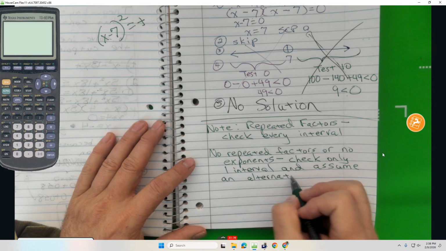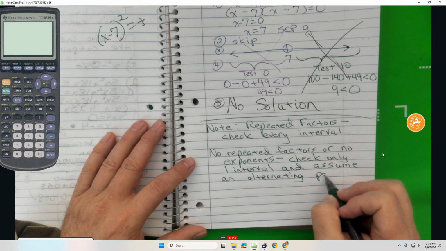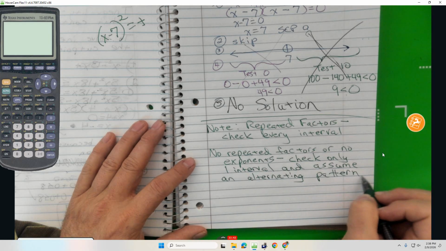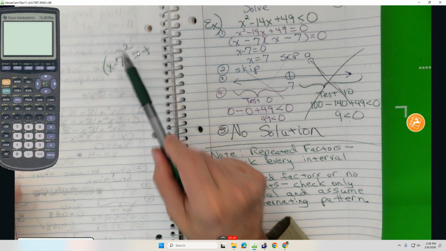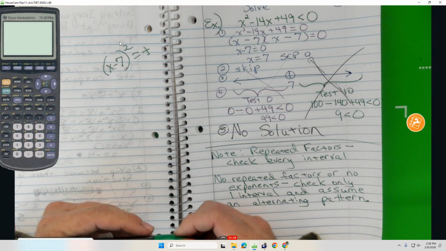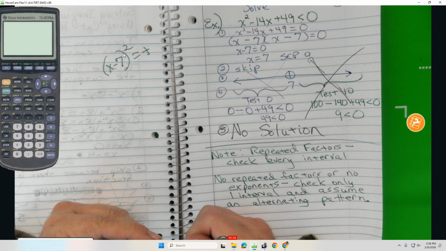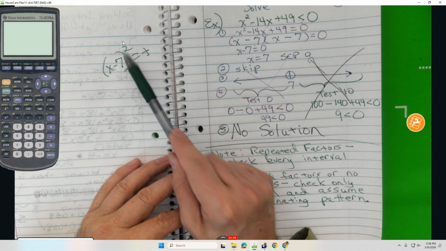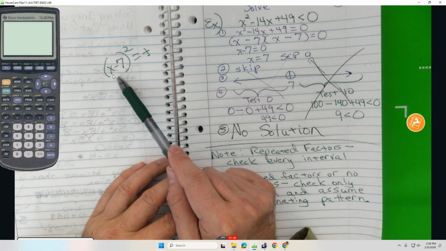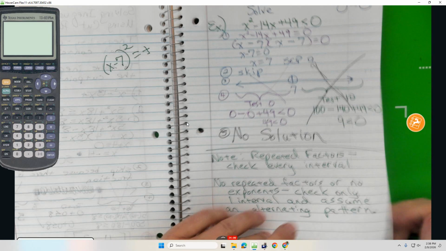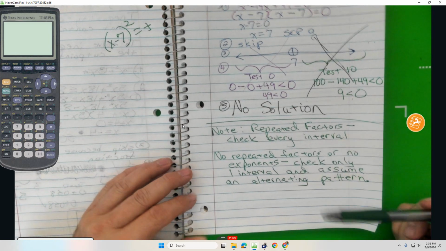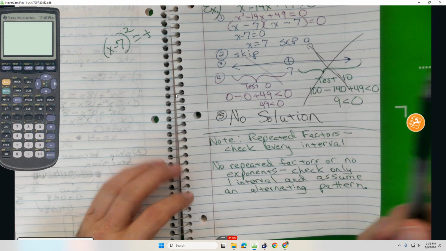And that's a correct assumption. It'll always alternate if there's no repeated factors. It's those even exponents that mess things up, the reason that we have imaginary numbers. It's those even exponents, the way they take things that could be negative and change their signs to positive. But this will save you a lot of time. And I'll give you some advice also.